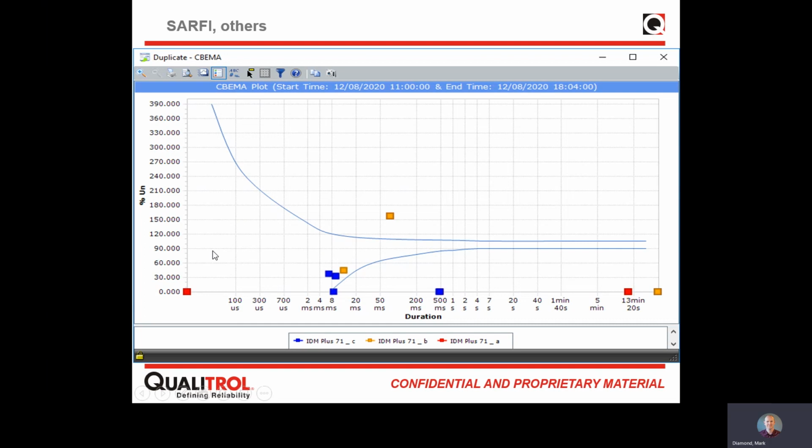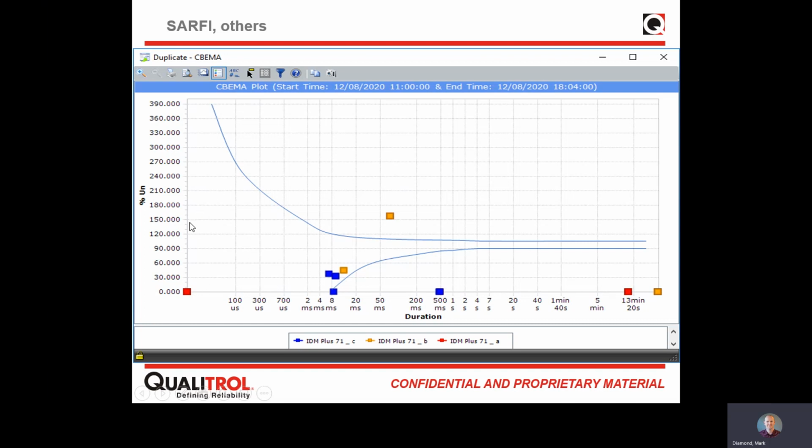Now let's take a little look at what's happening here. What we're saying is this 100% is our normal voltage level. If we swell above 100%, it can go potentially up to 390% of that normal value. Or if we dip below, we can go right down to obviously 0, which would be an interruption. Across the right hand side, or the x-axis, we have the time. So we're talking 100 microseconds, 300 microseconds, right up to 13 minutes.